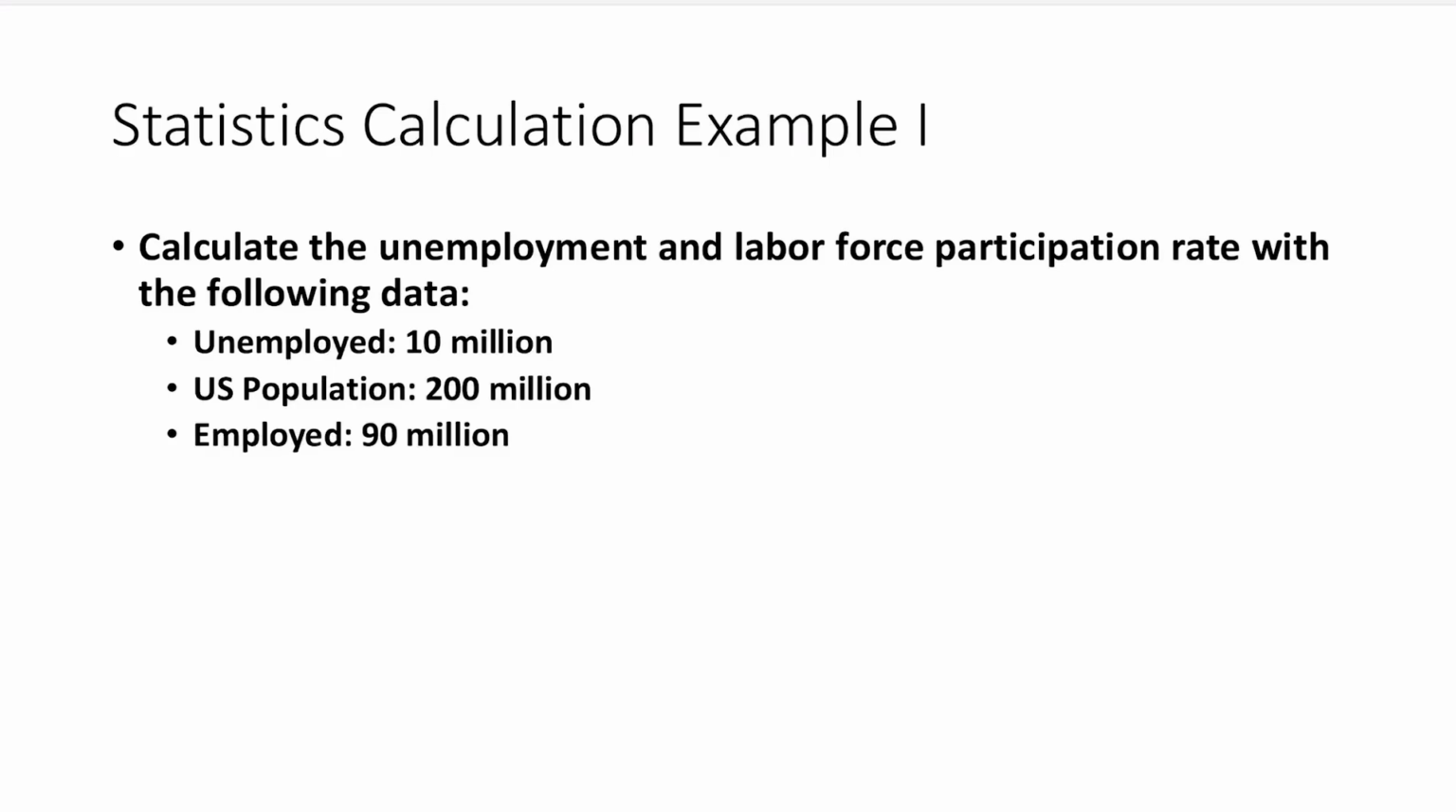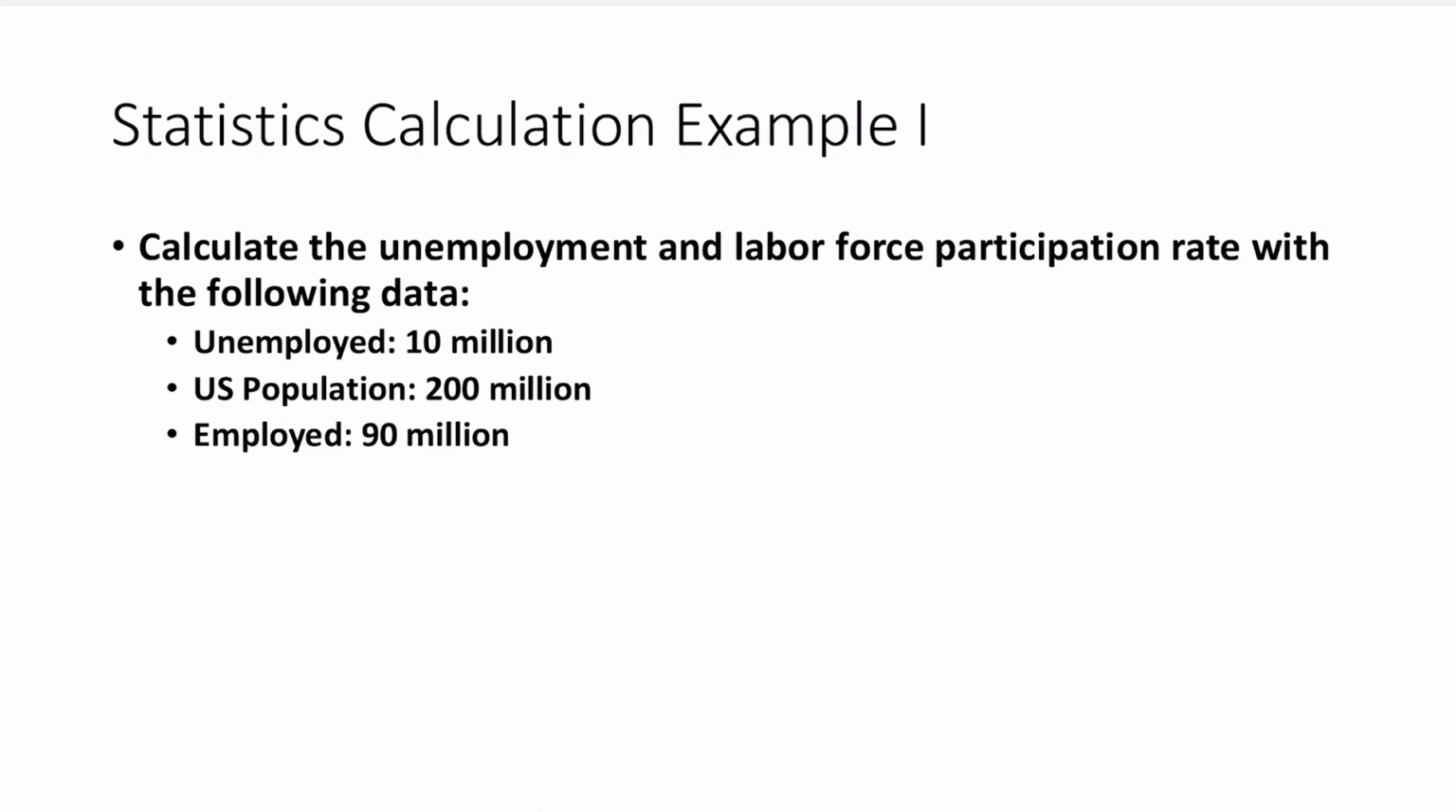This video is looking at how to calculate some different statistics given some data for an economy and the definitions that we looked at in the previous explanations. So it says calculate the unemployment and labor force participation rate with the following data. We have unemployed 10 million, US population is 200 million, and employed is 90 million.